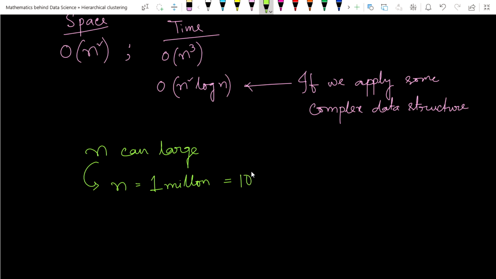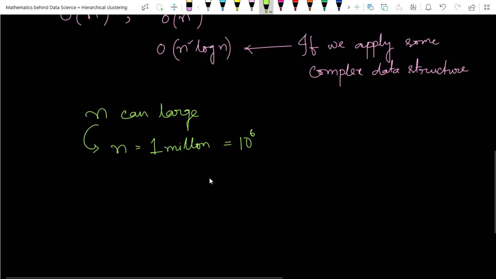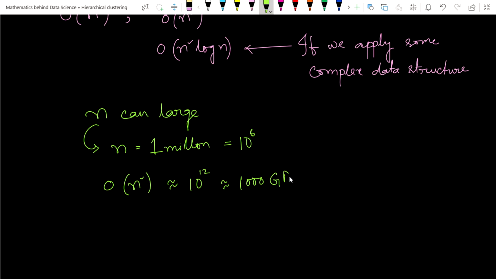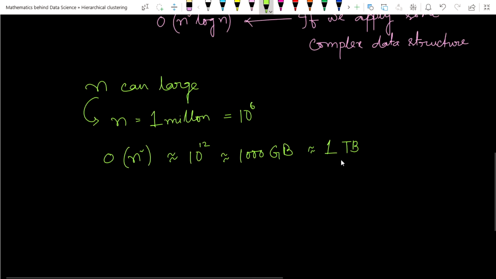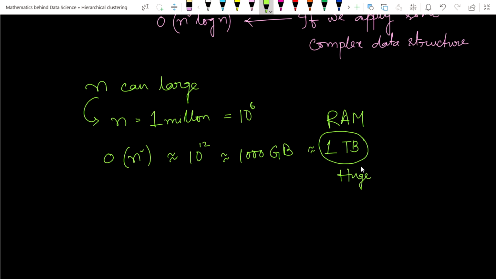So like 10 to the power 6. If you consider order of n squared space, how much is it? It's approximately 10 to the power 12, which is approximately 1000 GB, which means 1 TB. 1 TB of space we require for a single iteration, which means it actually needs that much RAM. This is a huge amount of RAM.